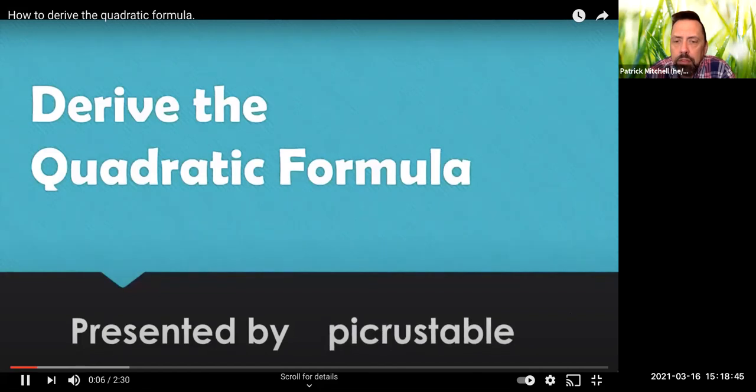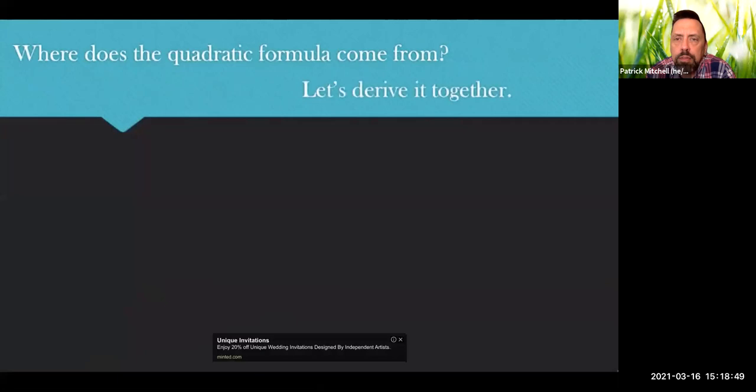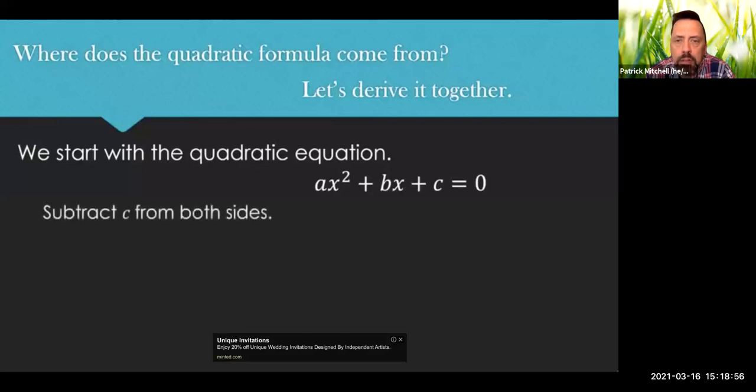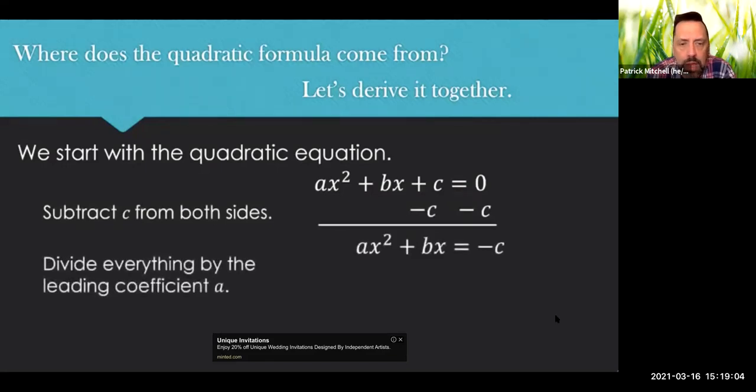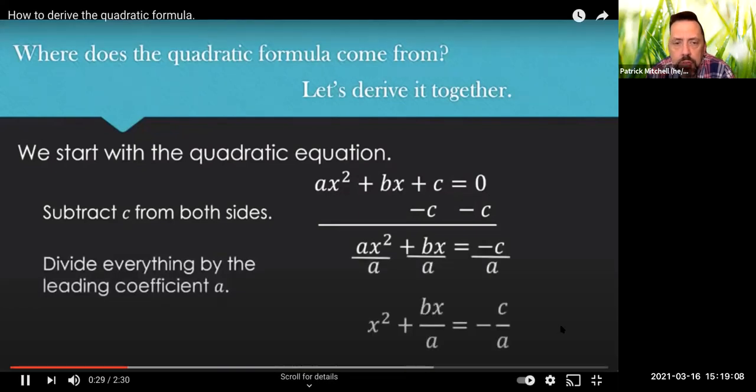Thank you to Pick Rustable for this video. The quadratic formula comes from completing the square on a general quadratic equation, ax squared plus bx plus c. First we're going to subtract c from both sides, and then we are going to divide both sides by a. That's how we always get completing the square started.